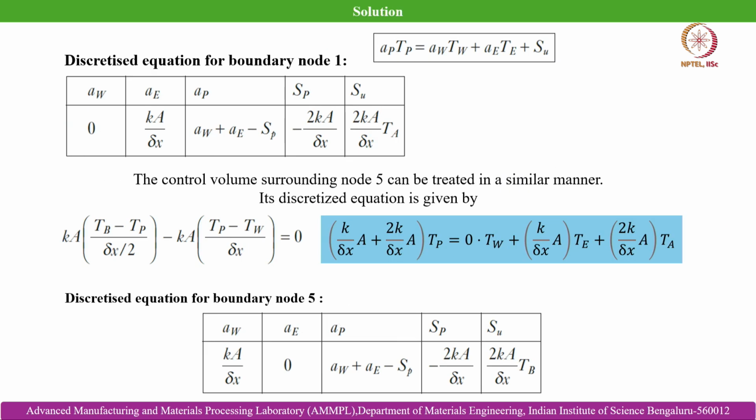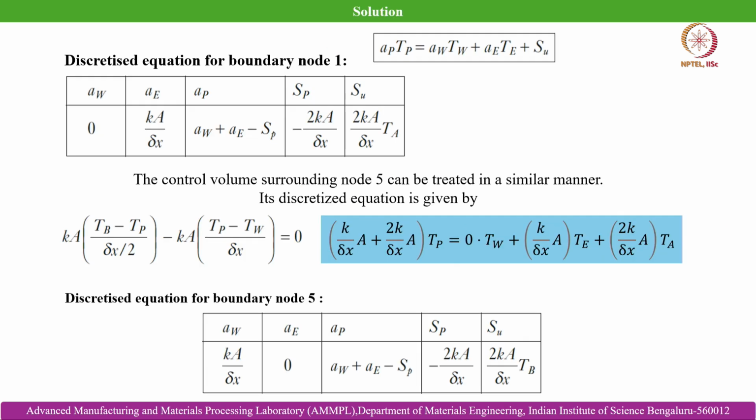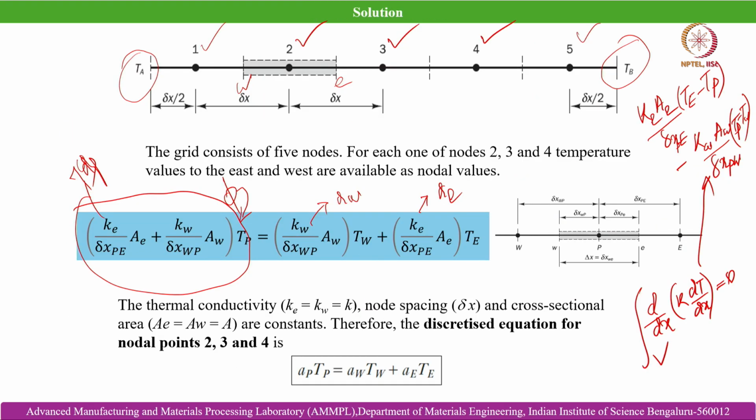Because SU plus SP TP is equal to 0, from here you can quite easily identify the value of SP, that is minus 2 Ka by delta x. Then for the control volume, we have to follow the same treatment for node 5, which is kept towards the right side boundary of the rod, which is situated at a temperature Tb.